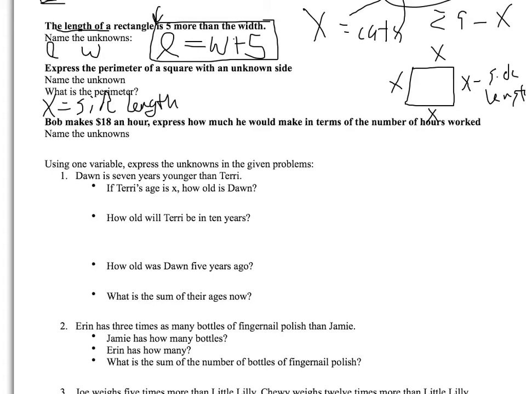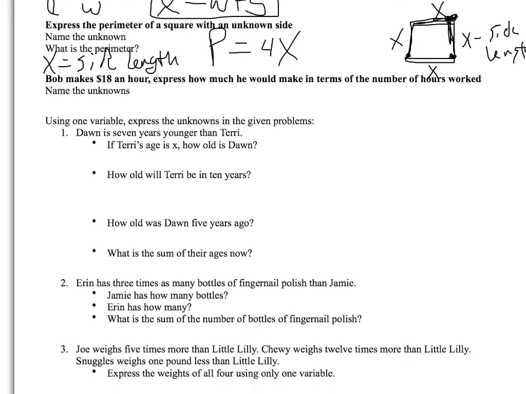the perimeter is the total distance around. So if we start here and walk, that would be X, plus another X would be 2X, plus another X would be 3X, plus another X would be 4X. So the perimeter, we could say P is perimeter, equals 4X. And that is going to give us exactly what the perimeter of a square is with a side length X.